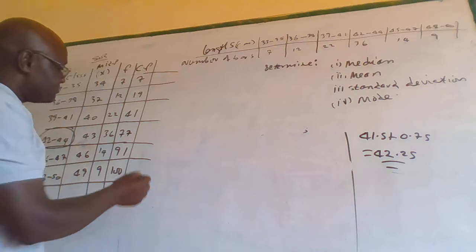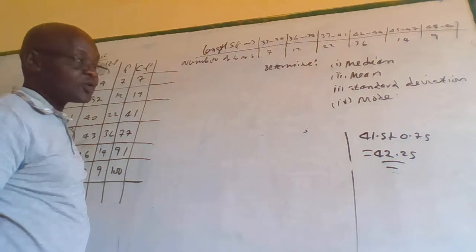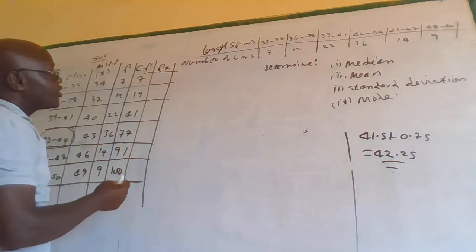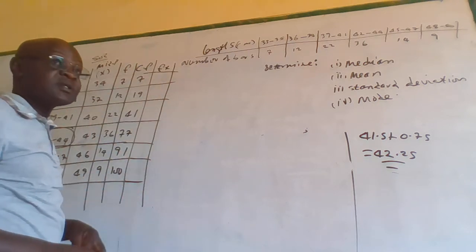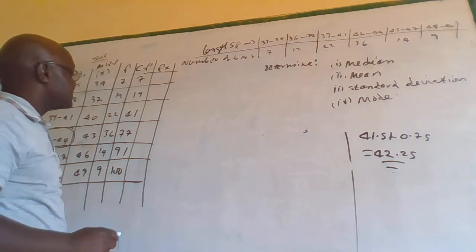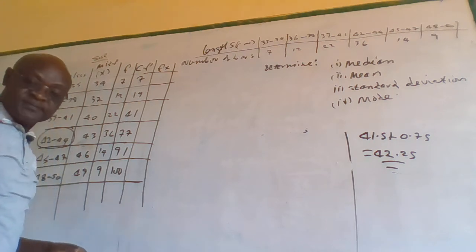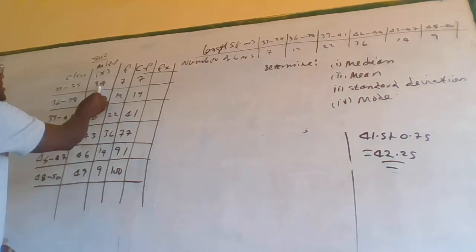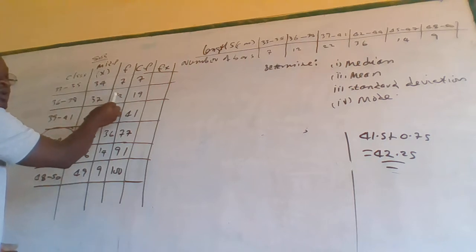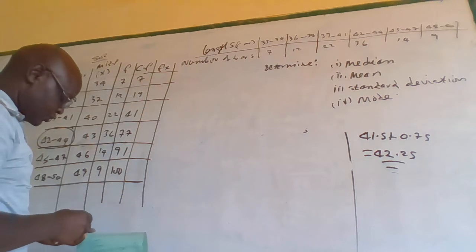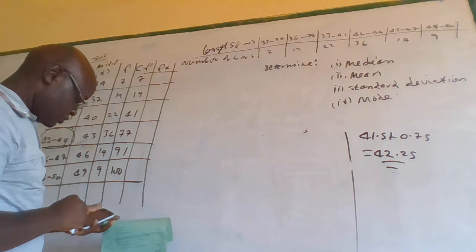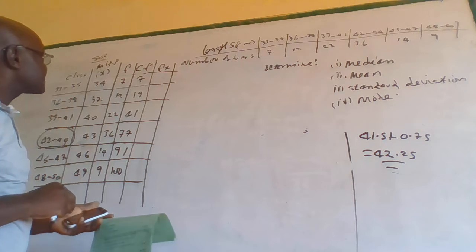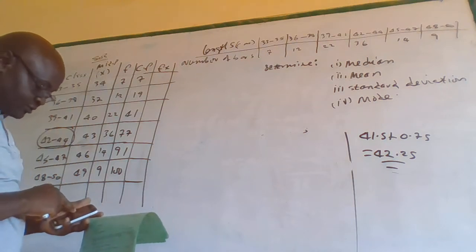Now for us to calculate the mean, we shall also add another column where we now multiply frequency times x. So our x is this, frequency is this, we multiply the two columns and we record in that column. So the first one we have 7 times 34.